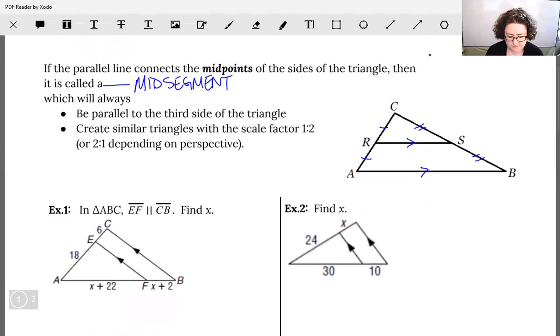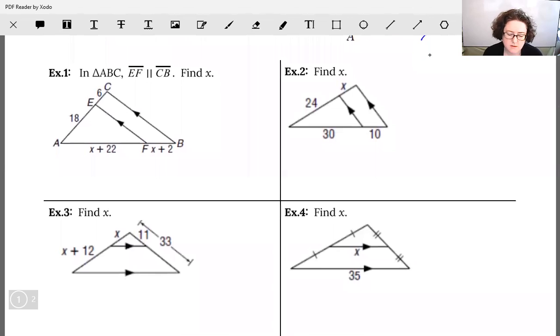So example 1, we're given triangle ABC, and then we have an additional side drawn, segment EF, that's parallel to CB. So if that's the case, then I know I've created parallel lines, I have similar triangles, but I can also now just compare the parts. So all I'm going to do is still make sure I'm going in the same order. So for example, if I start with an 18 and compare that to the 6, along the same side, I'm looking at the bigger side compared to the smaller side. So same thing on the bottom. Bigger side is x plus 22. Smaller side is x plus 2.